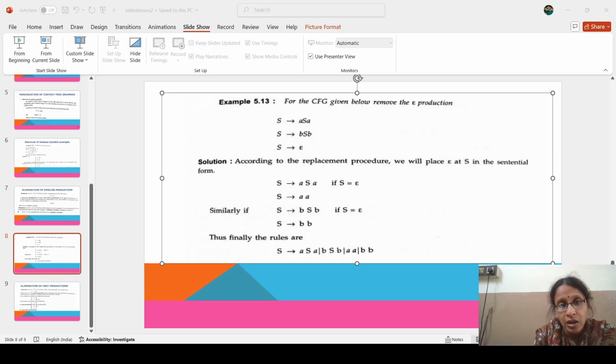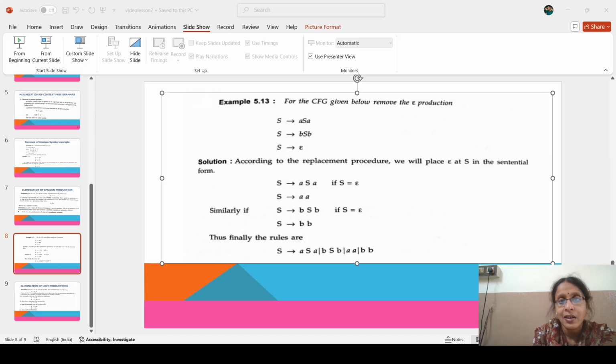How can we easily identify a unit production? If on the left hand side we have a single non-terminal and on the right hand side we also have a single non-terminal, then we can say this production is a unit production. So we have to remove that type of production. For example, consider the following grammar: A implies B, B implies AB or B. In this grammar, the production A implies B is a unit production, so we have to remove it, and the remaining productions are B implies AB and B implies B. These two are the non-unit productions.